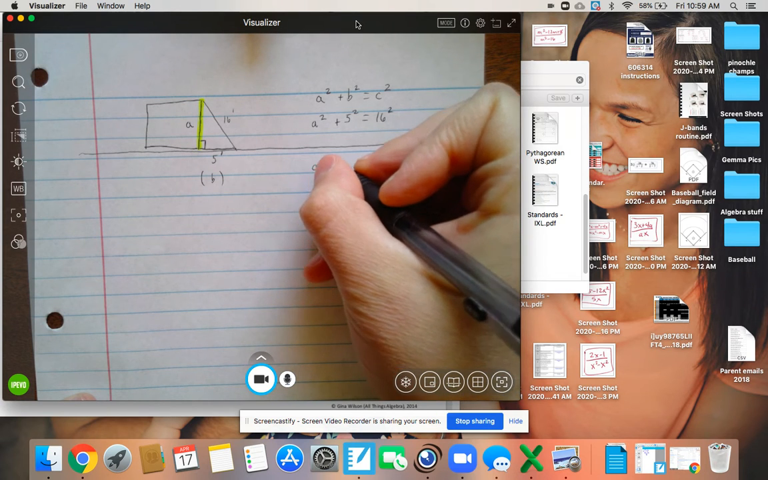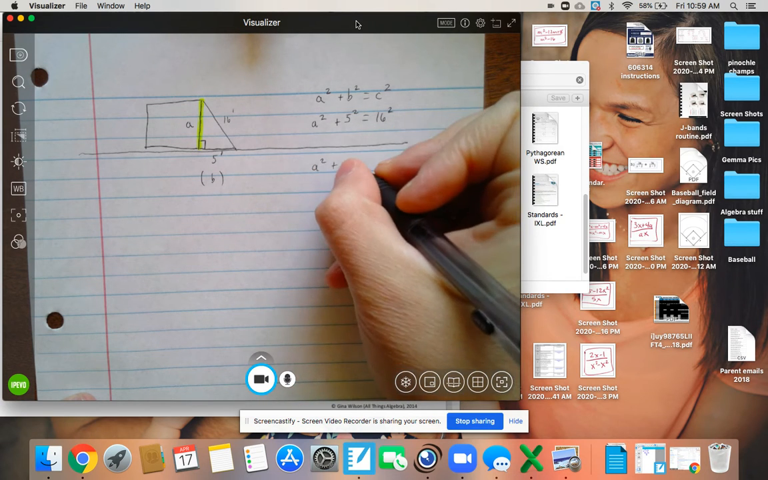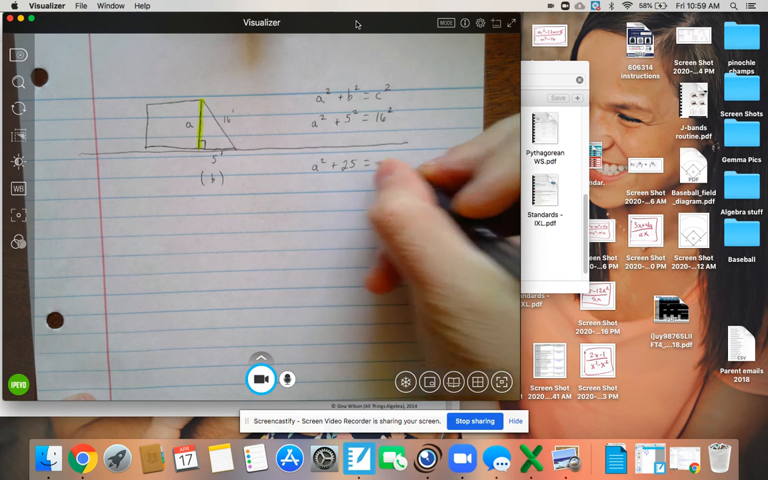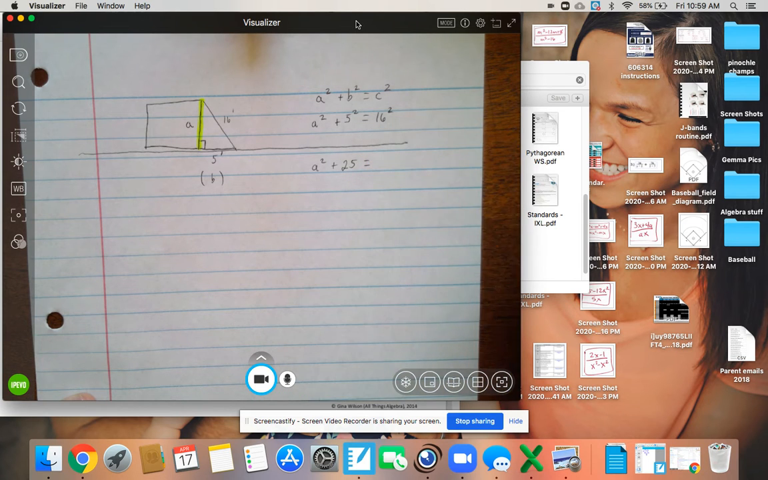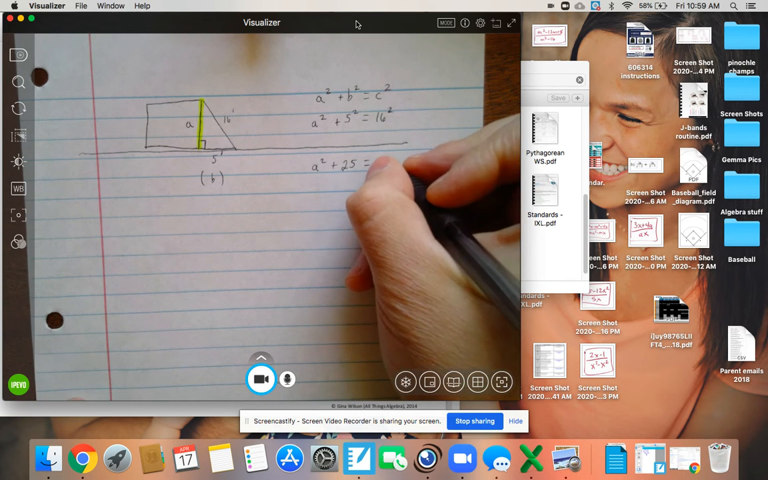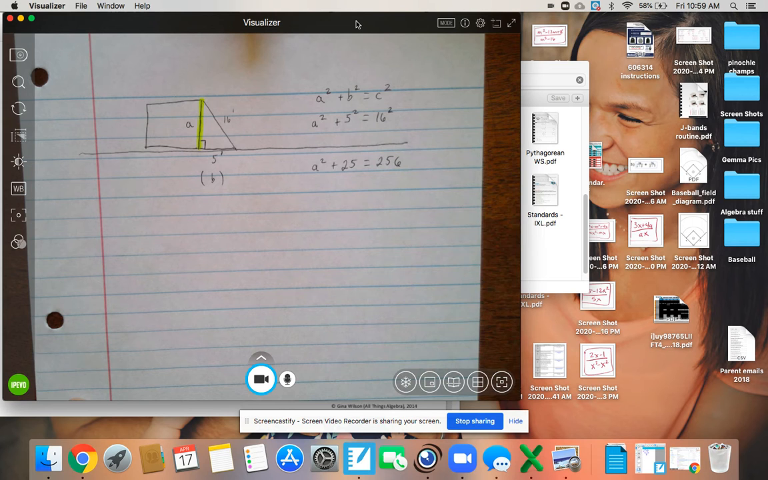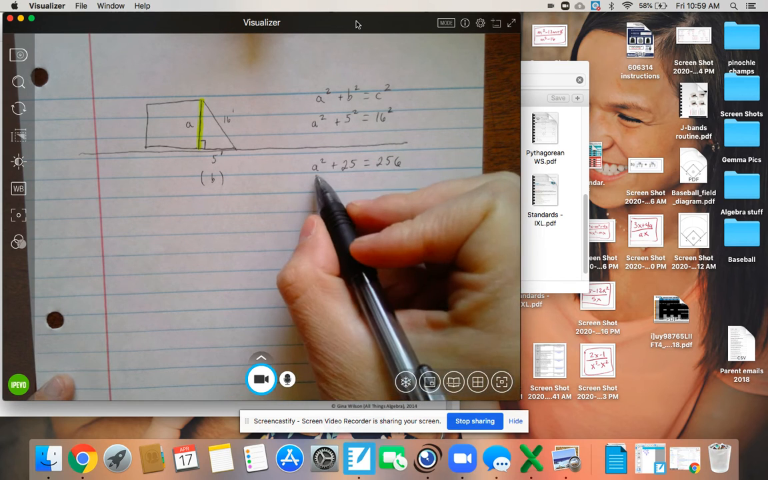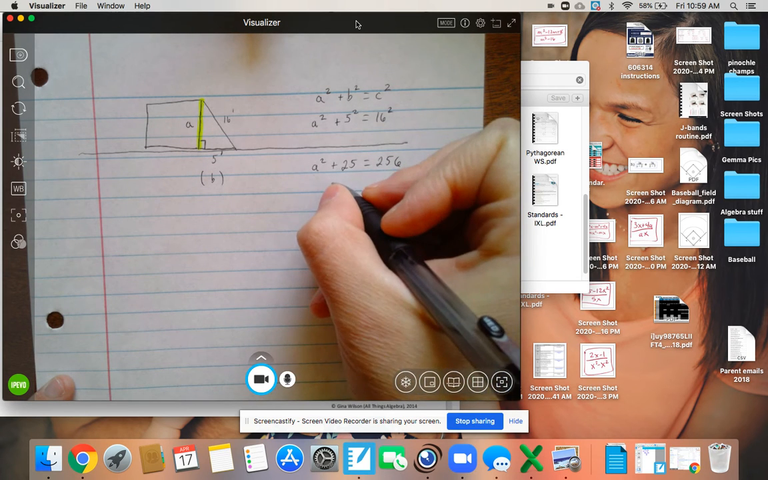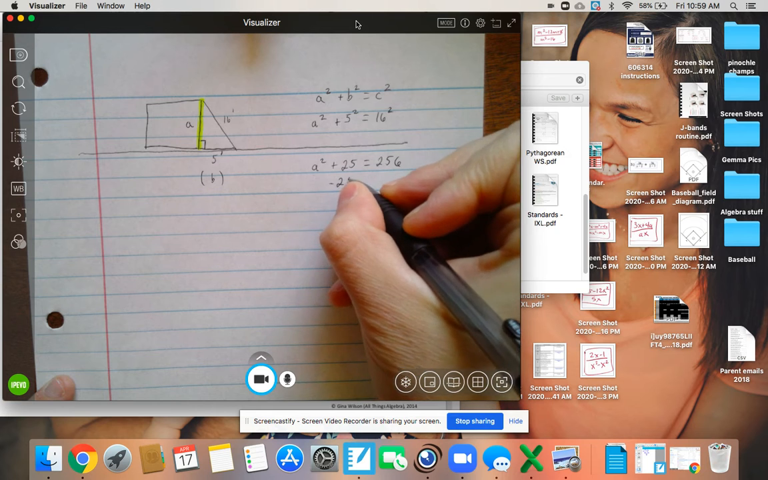So we've got a squared plus 5 to the second, which is 25, is equal to 16 to the second power. And if you don't know 16 to the second power, we can calculate that. 16 times 16, punch it into my calculator to be exact, is 256. And now we just, again, go about solving it. A gets squared, then added by 25. The process for solving is to subtract 25 on each side.